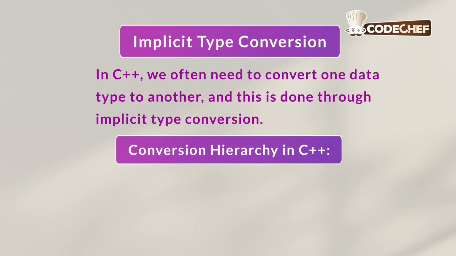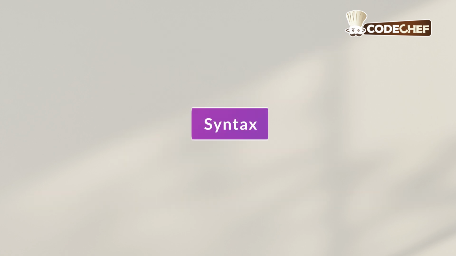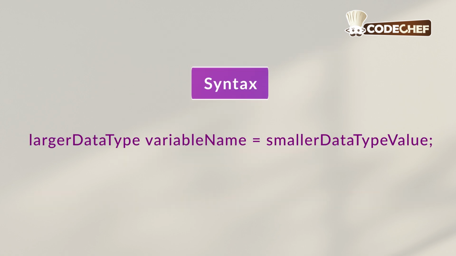For example, the smallest data type is bool. So it will be converted to char. Char will go to short. Short can be converted to int. Int can be converted to long. Long can be converted to float, and float can be converted to double data type. For example, you can assign a char value to a short, to an int, and so on up to a double. Now coming to the syntax: large data type, then variable name is equal to small data type value. So this is how we do implicit type conversion.